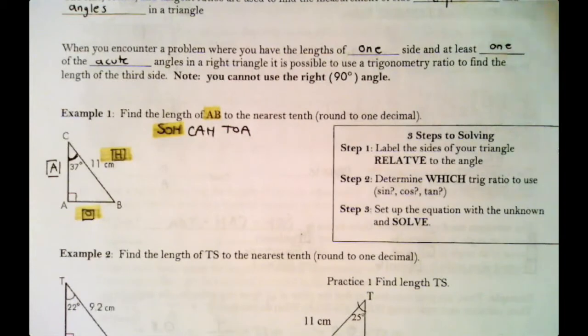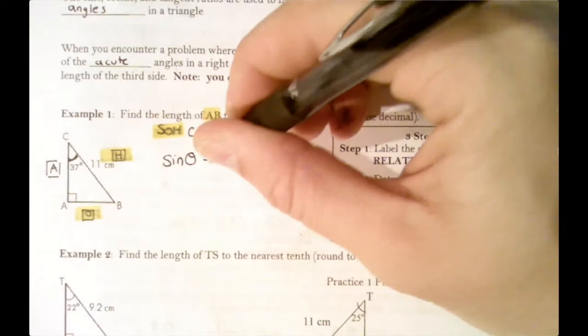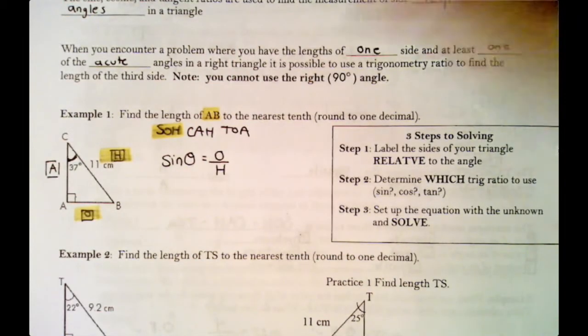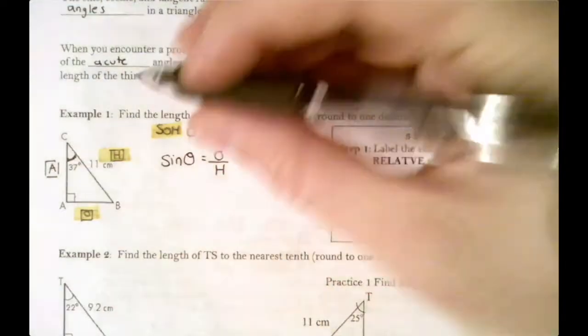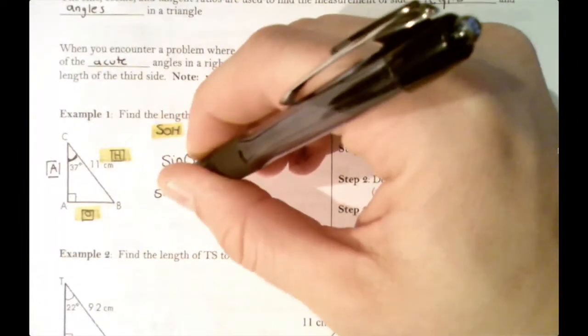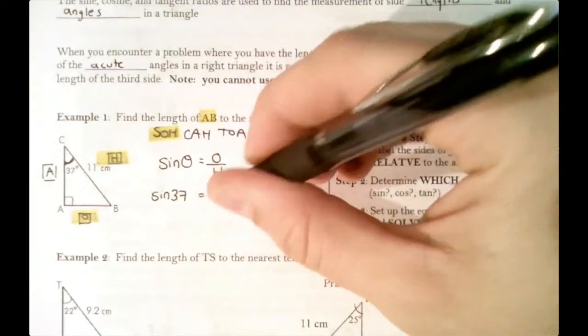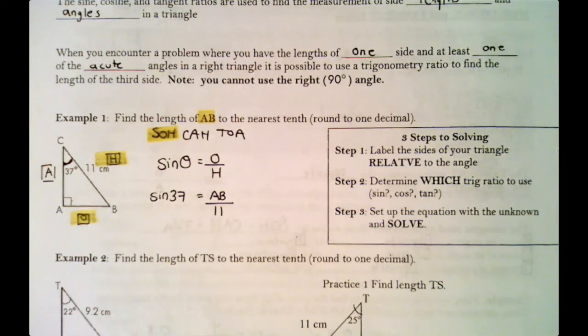So let's go back. Sine theta equals O over H. And now we fill in what we know. Theta, this sign, means angle. Well, we know the angle, 37. So we can say sine 37 equals, O is the side we don't know, it's AB. And we do know H, H is 11. So we get this equation here. Sine 37 equals AB divided by 11.